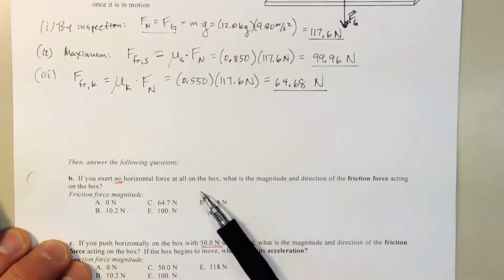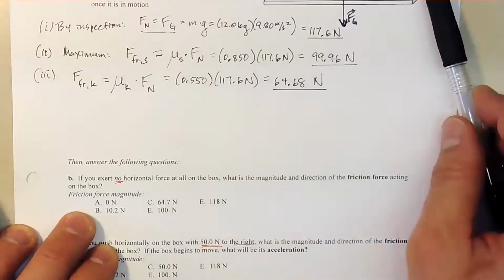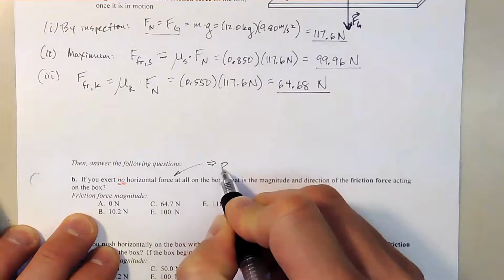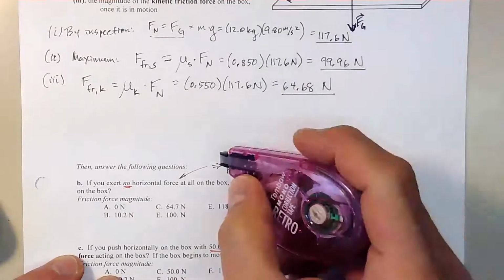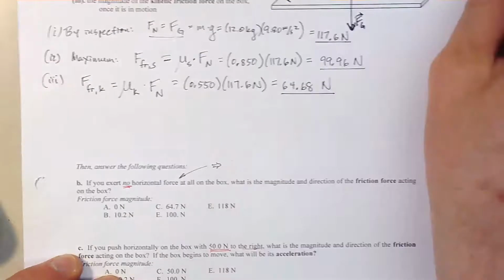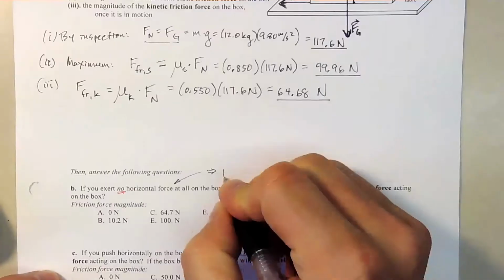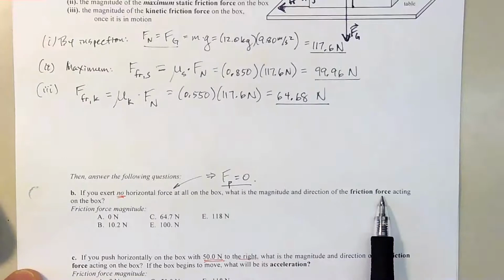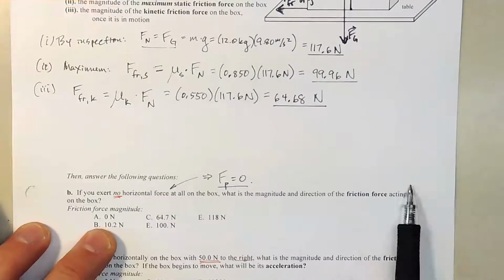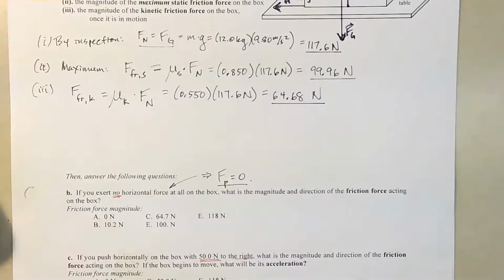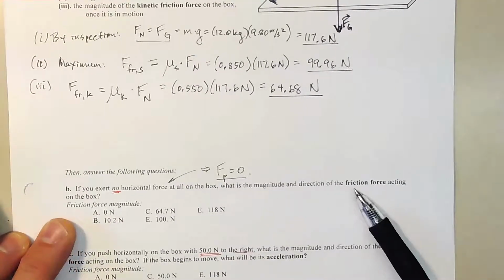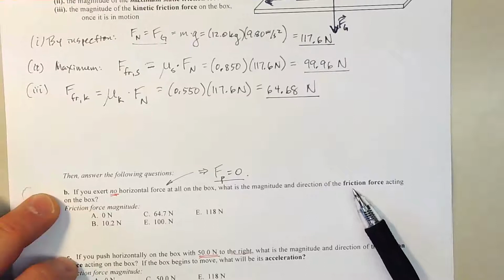So if Fp is equal to 0, so this means that the force that the person is exerting is equal to 0, then what will be the magnitude and direction of the friction force? And I didn't want to say whether it's static or kinetic. I want to let you decide. What is the magnitude and direction of the friction force acting on the box?